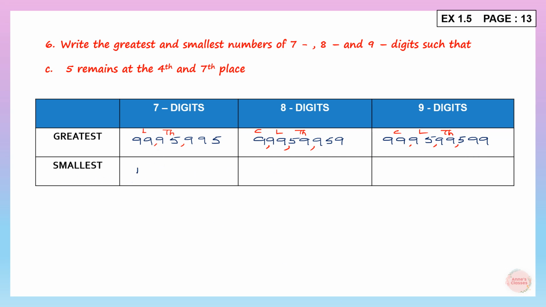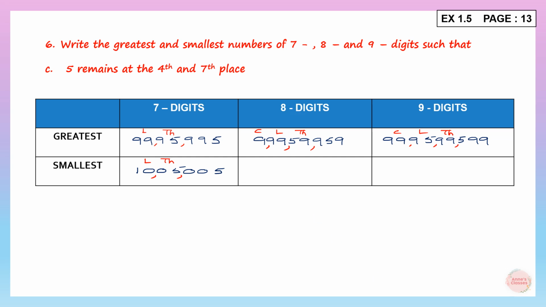Now let's get the smallest 7-digit number. Smallest will be 1 followed by 6 zeros. And in the fourth place and the seventh place we have to put 5. Fourth place is 1, 2, 3, 4. In the seventh place we're going to replace it with 5. So let's take off the zeros and put 5 instead. Now let's place the commas. Ones, tens, hundreds, thousands, 10,000s, lakh. So this is lakh, this is thousand. So let's read the number: 10 lakh 5,005.